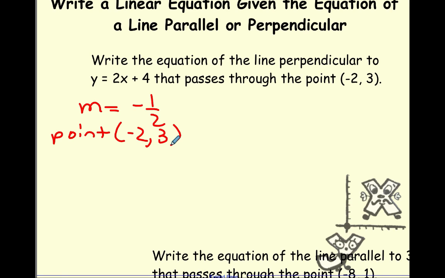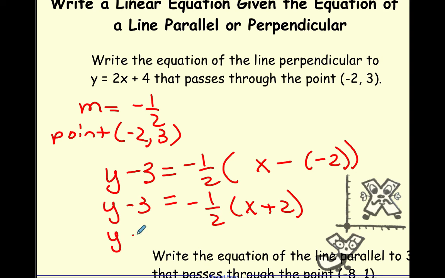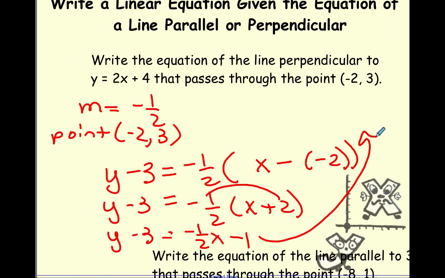So I'm going to use point-slope formula, y minus y equals slope times parentheses x minus x. Simplify: minus and negative makes a positive. And now I distribute my slope. Negative 1/2 x. And then negative 1/2 times 2 is minus 1. And I continue up here.